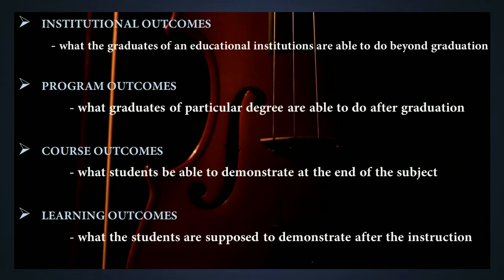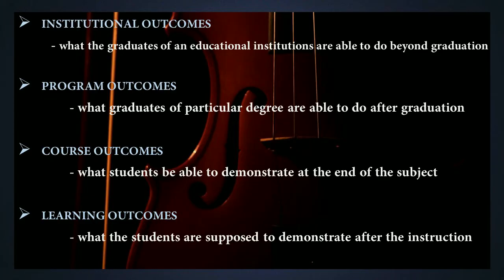Institutional outcomes. What the graduates of an educational institution are able to do beyond graduation is the concern of these institutional outcomes. We know that in UC we have monitoring of our graduates. We are monitoring if our graduates have landed jobs and others. That is the purpose of institutional outcomes.